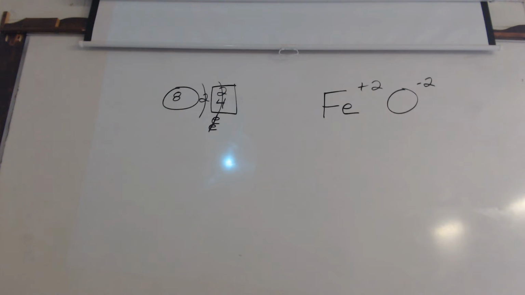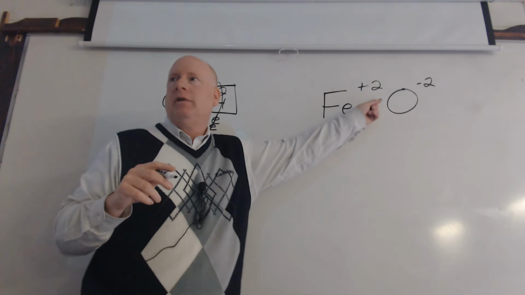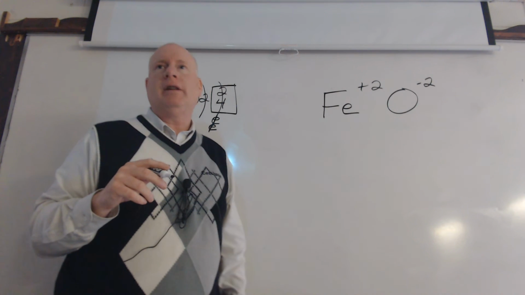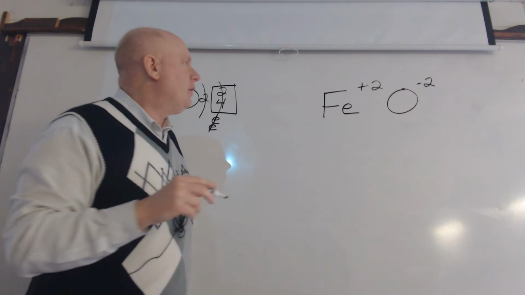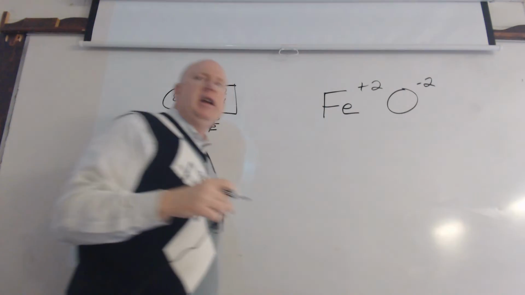Yes? Why did you put 2 e's and not? It's because it's gaining those 2 electrons from the iron. You can put 2 in there. That's fine. So now, since these charges add up to 0, that is a type of compound.